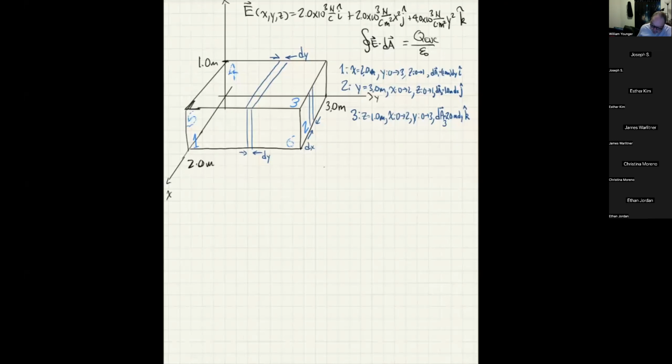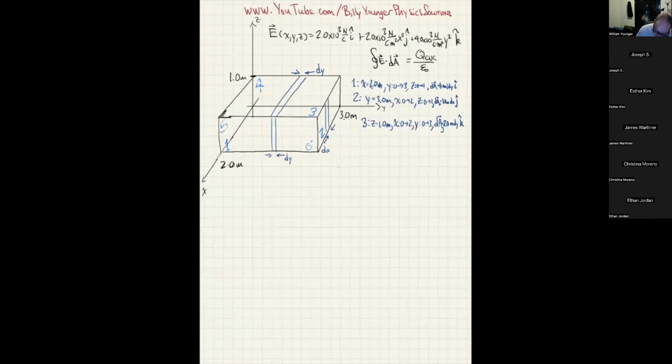Okay. So now I can give myself a little bit more room because the picture's getting out of my way a little bit. I'm going to go ahead and do number 4. So surface number 4, which you see is the back surface, has in fact x equal to 0. So if one of these components of the electric field had an x in it, I'd have to substitute a 0 there. Now the y is going to go from 0 to 3, and the z is going to go from 0 to 1.